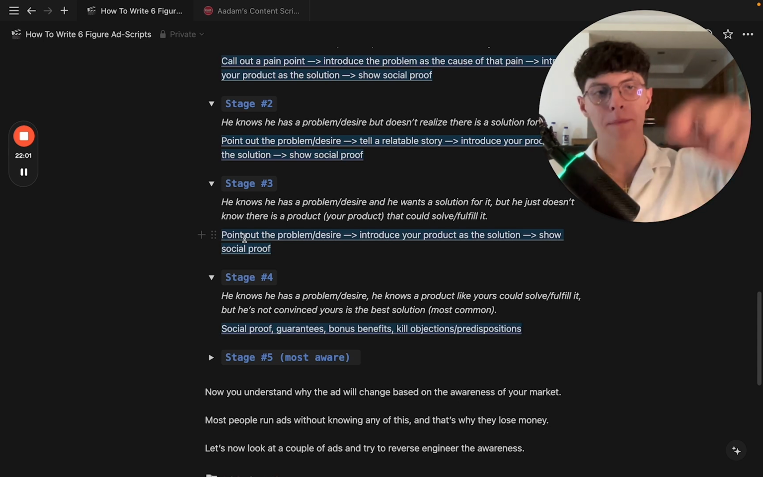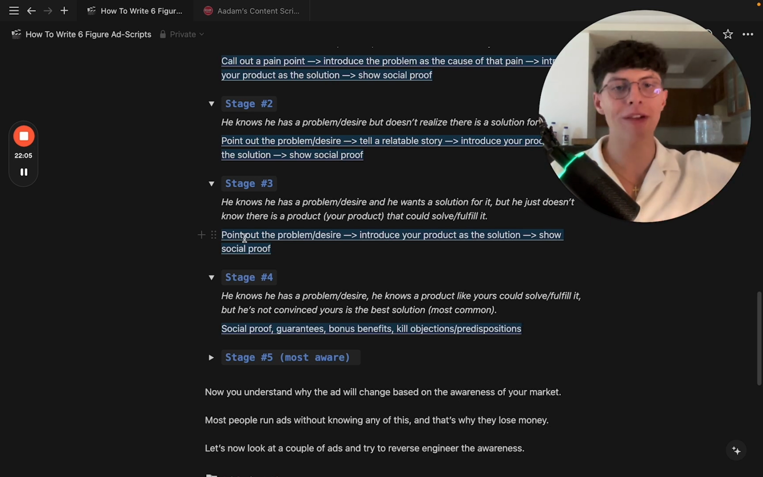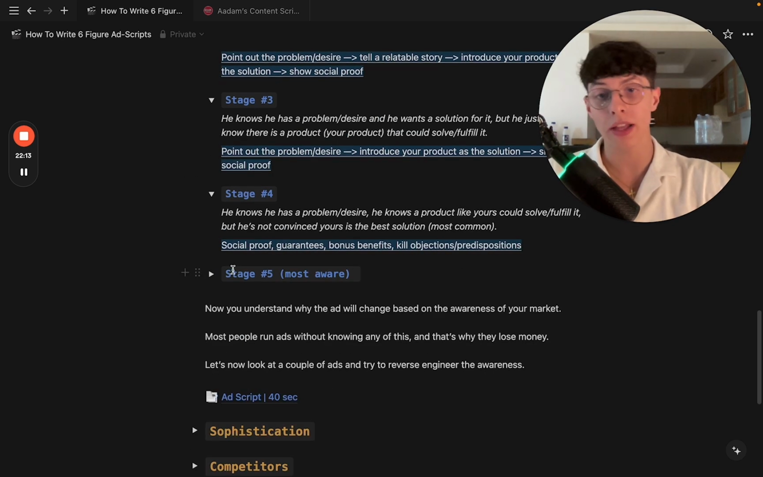And not just that, but they also did blah, blah, blah. So you just build on top of your solution. You don't have to go all the way back to the problem, to the desire. They already know they want it and why they need it. That said, we go and move into stage number 5, the most aware, which is also, in my opinion, the easiest one to deal with.